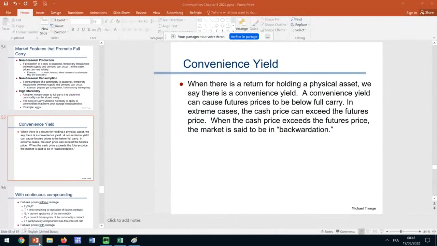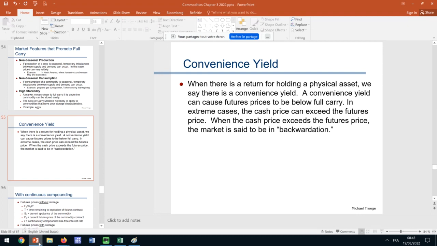Yes, convenience yield. I told you that the convenience yield is negative storage costs. How can this be understood? What is a negative storage cost? The negative storage cost is the benefit that you derive from having the commodity in your own warehouse. So who derives benefits from having their own commodity in their own warehouse?